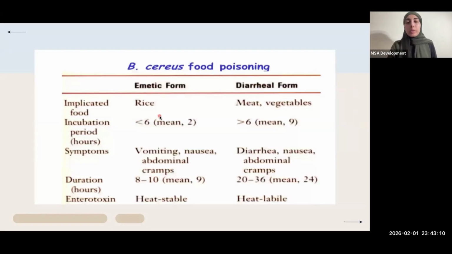Now again, this is what we said here: the emetic versus the diarrheal form. The emetic form, because it's the toxin, has a shorter incubation period because the toxin is preformed, while the diarrheal, because of the spore, takes more time. And again, emetic, there's vomiting from the toxin, while diarrheal, there's diarrhea from the spore.